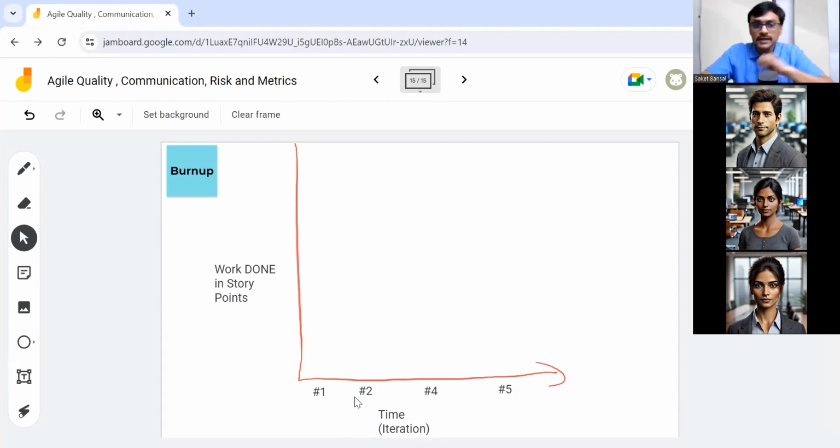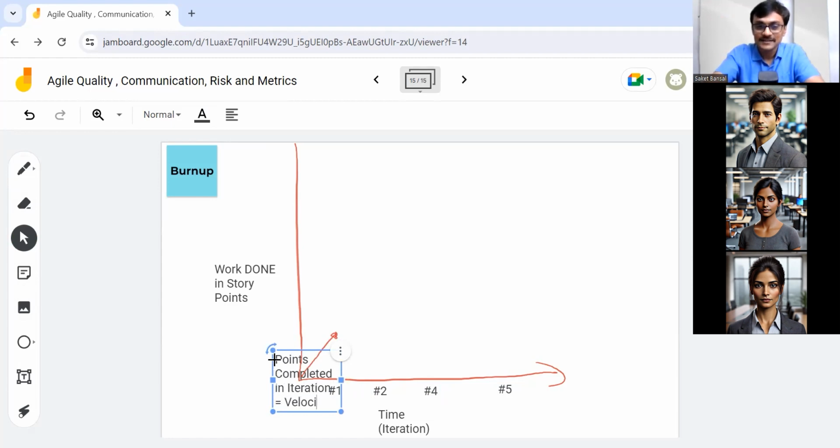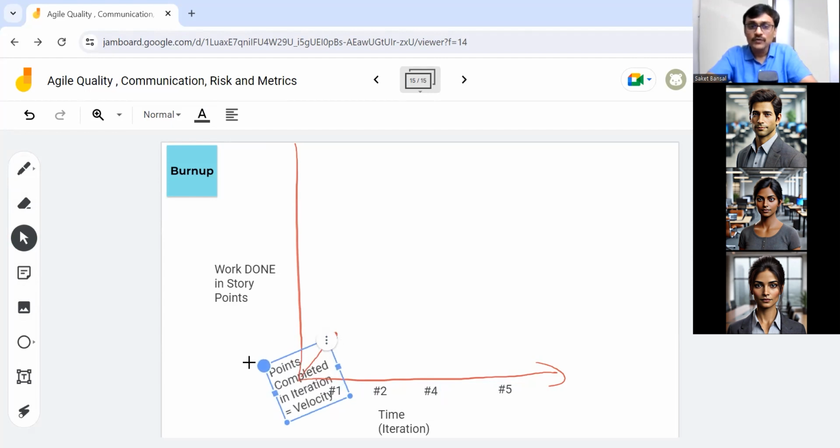So assuming you are done with your first iteration closing, after the first iteration, if you have finished 20 story points, we can say 20 story points have been completed. And the points completed in an iteration are called what? Velocity. So what was your velocity in the first iteration? That's the point you are adding.